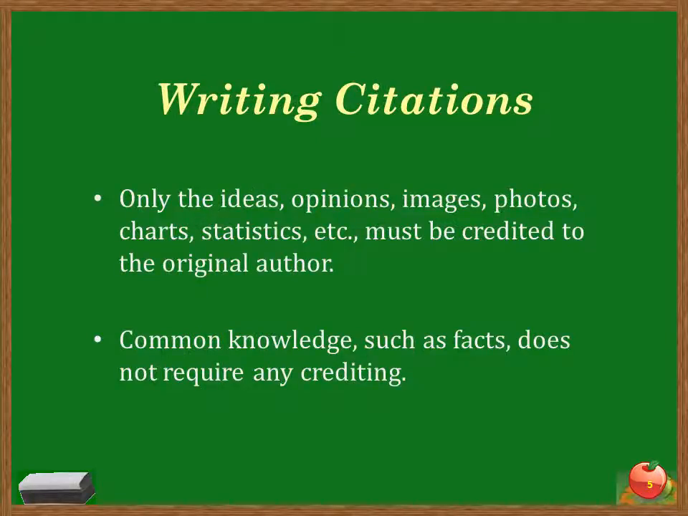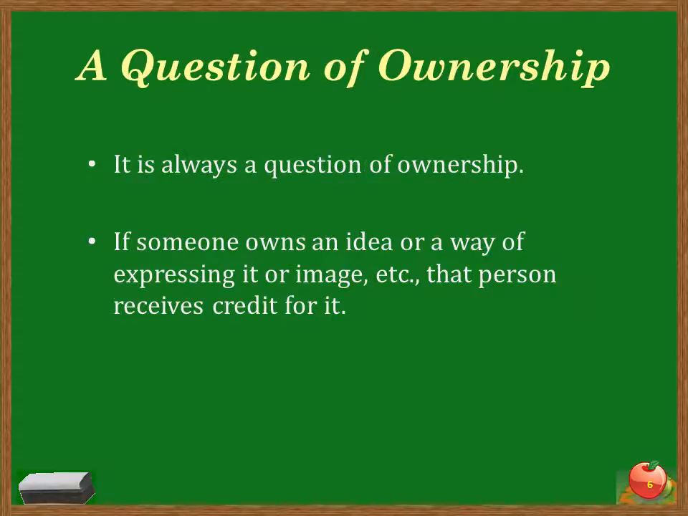When you're writing the citations, you don't have to give credit if nobody owns the ideas. So this brings up the concept of common knowledge. Common knowledge is things like facts. Nobody owns them. It's always a question of ownership. If someone owns an idea or a way of expressing it, or an image or a chart or statistic or photograph, then that person gets credit for it.